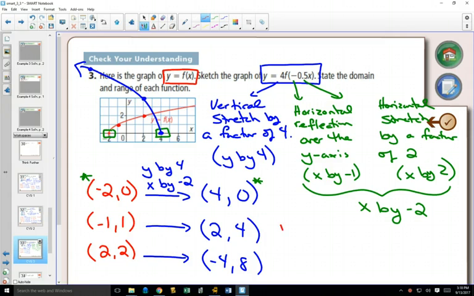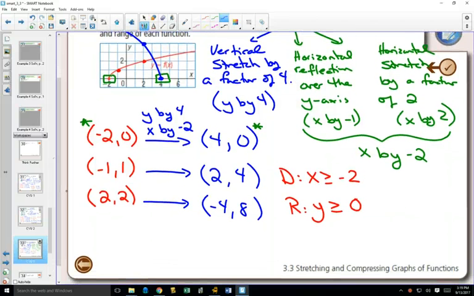Again, it wants the domain and range of each of these, so I'll do the red one first. The domain was x bigger than or equal to -2, and the range was y values bigger than or equal to 0. And then on our blue graph, the domain now is x less than or equal to 4, and the range is still y bigger than or equal to 0. And you can check, did that match with what we did? If I multiply y by 4, would 0 stay 0? Yes. If I multiplied x by -2, would -2 become 4? Yes.